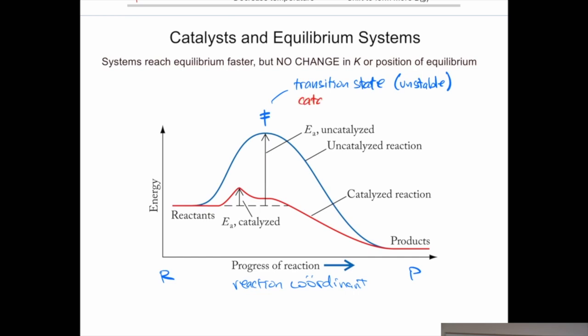So a catalyst increases the reaction rate by stabilizing the transition state, or the transition complex, or what's the other word we use for those? Activated complexes, yeah. There's a whole bunch of activated complexes all leading up to the magical transition state. So it does this by lowering the activation energy.